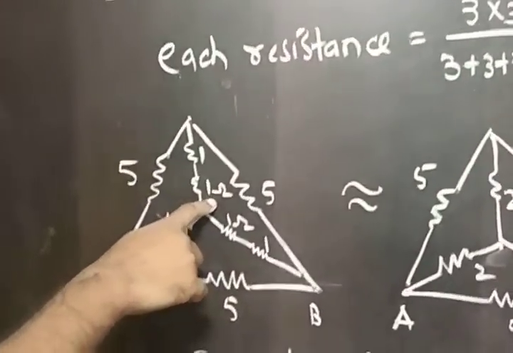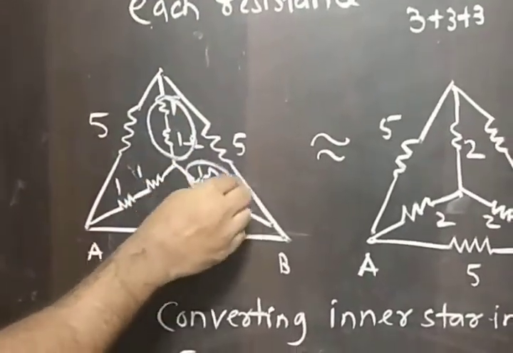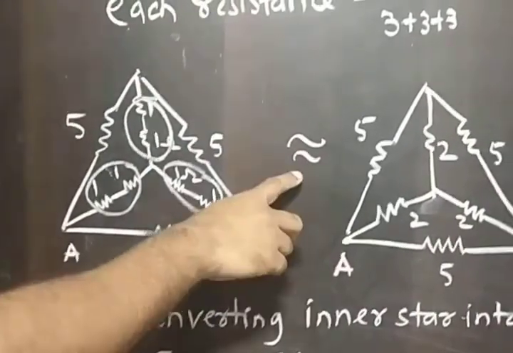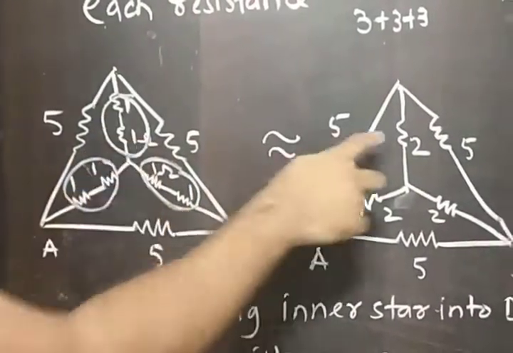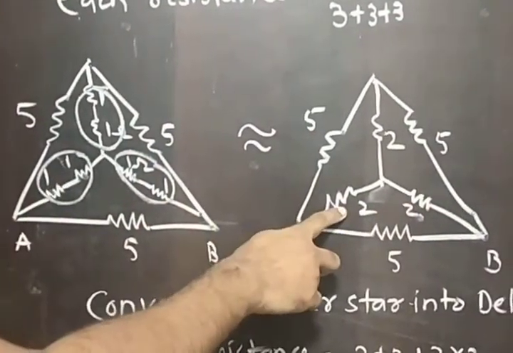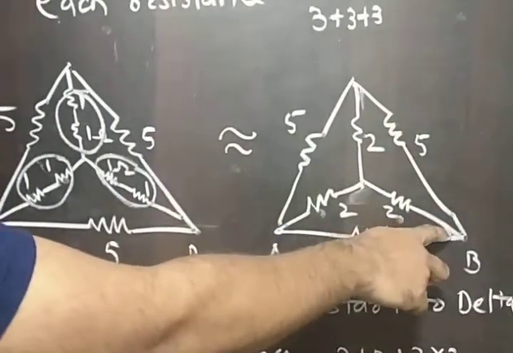Now this 1 ohm becomes in series with this 1 ohm, this 1 ohm becomes in series with this 1 ohm, and this 1 ohm becomes in series with this 1 ohm. So again we have to redraw this network. This 1 and 1 is 2 ohm, this 1 and 1 is 2 ohm, and this 1 and 1 is 2 ohm. Now again we have to convert this internal star connection into its equivalent delta connection.